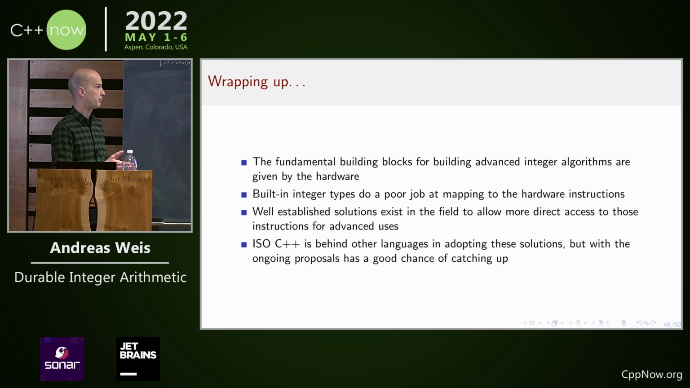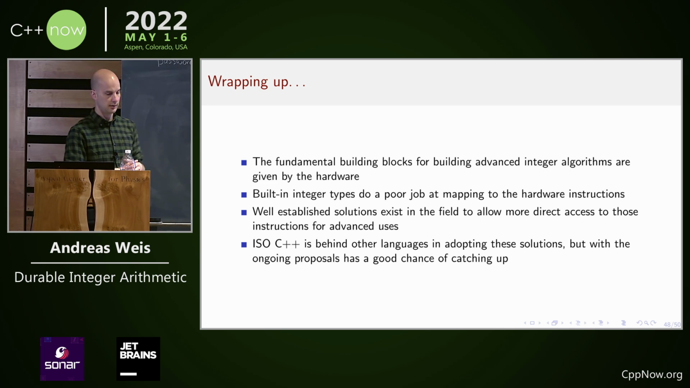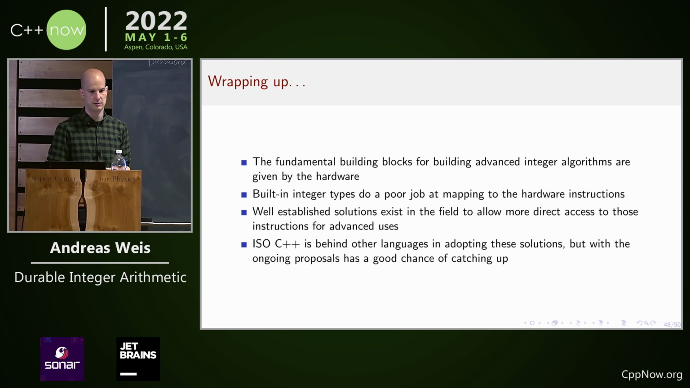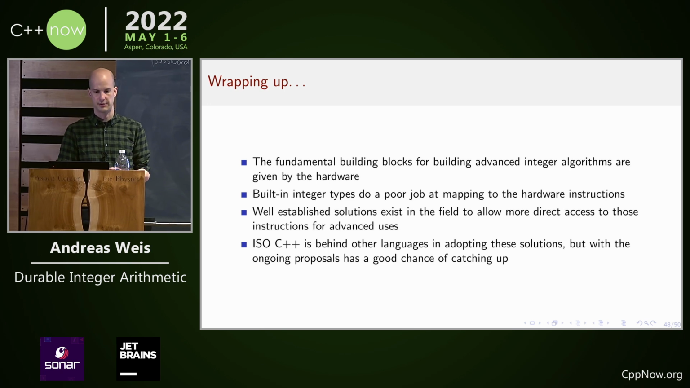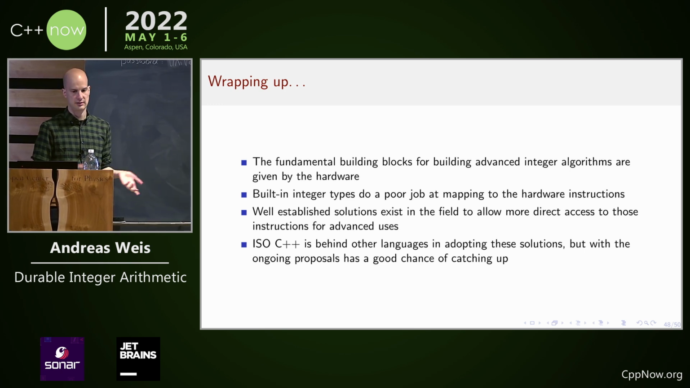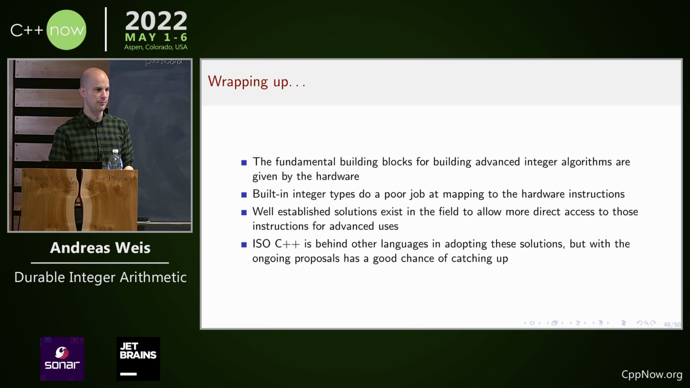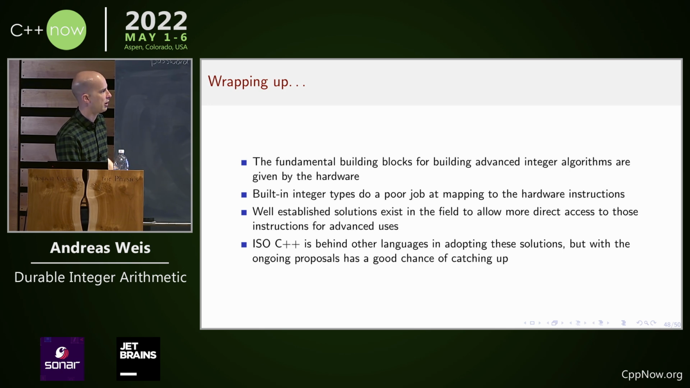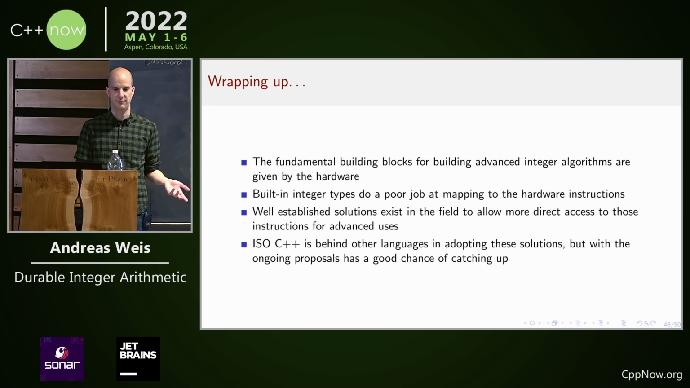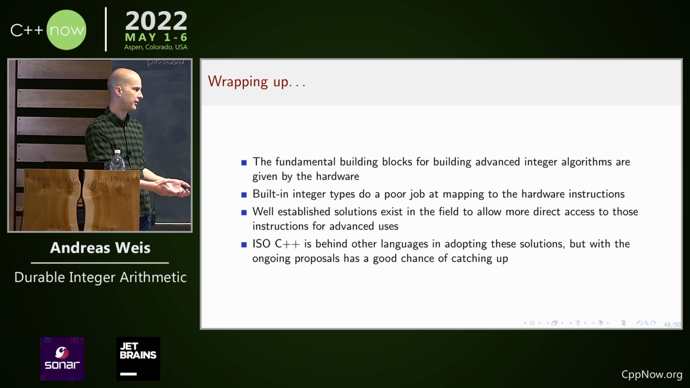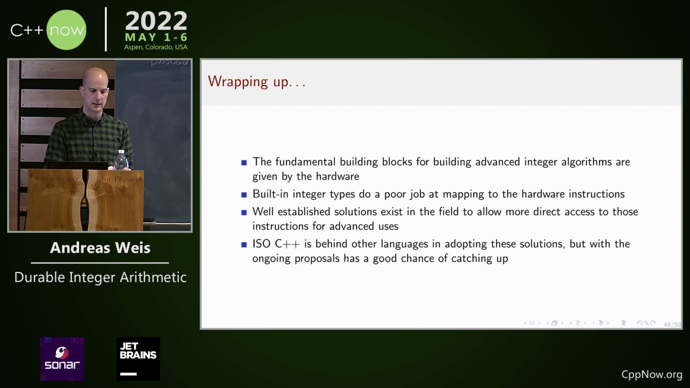So yeah, that's pretty much it. Wrapping up, I think the hardware behavior is what we should consider the fundamental building blocks for integer arithmetic, for what advanced algorithms will want to do. And the built-in integer types, unfortunately, just don't do a good job at mapping to them. But since this is a pretty common problem, we already have well-established solutions in the field for how to model this. It's just that they're not part of the core language of C++, not part of the core specification, not part of the standard.